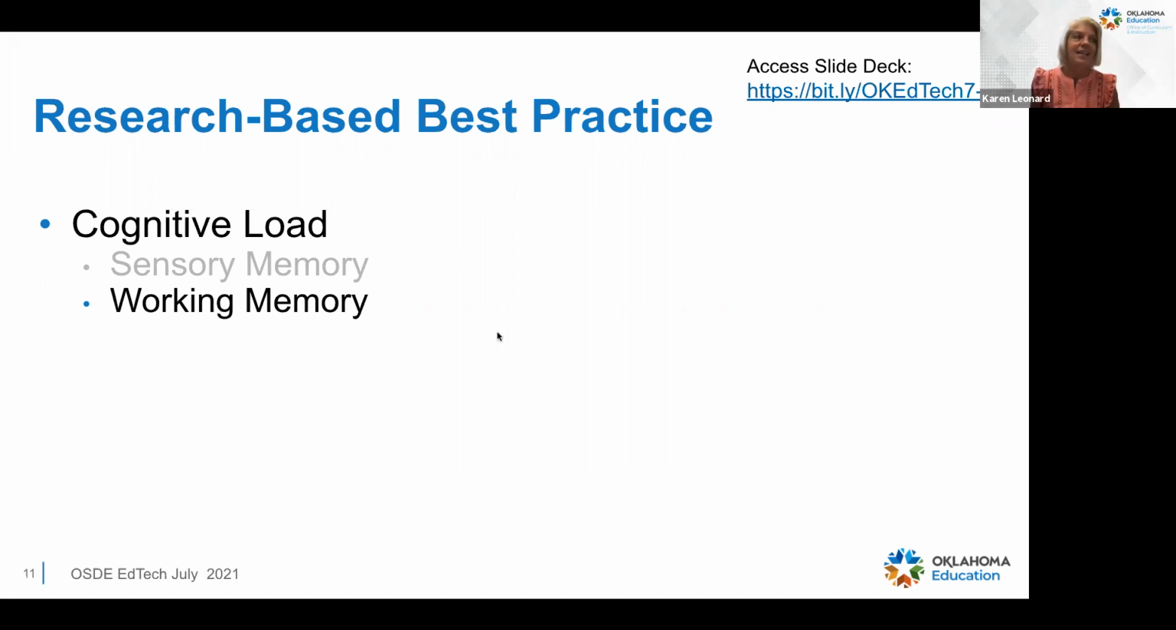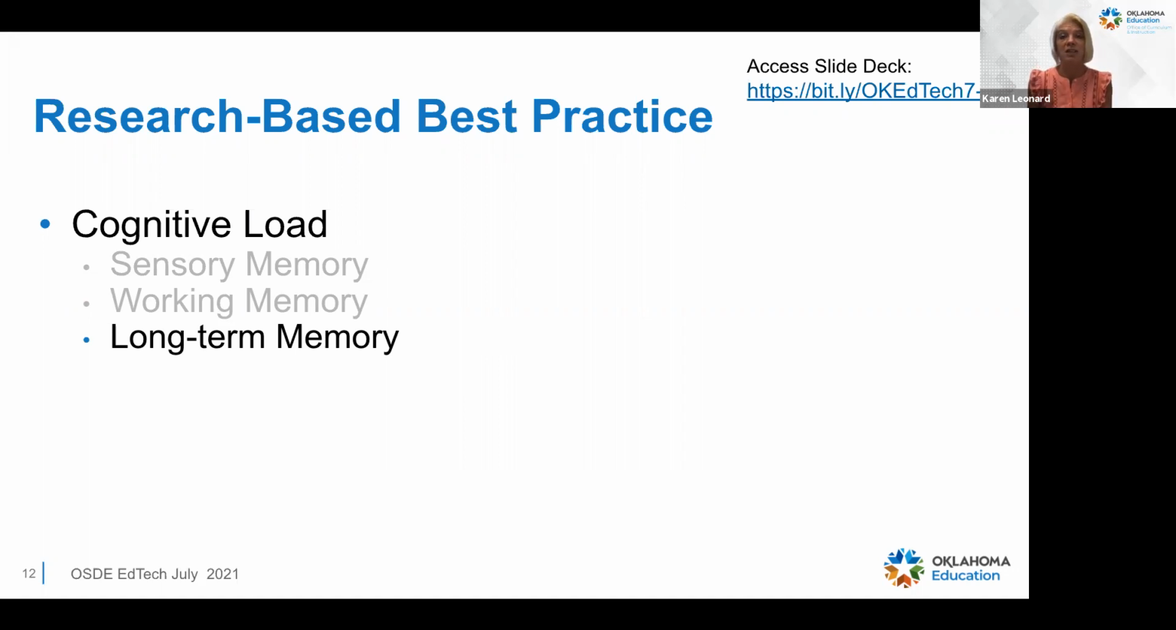And then the last part of the cognitive load to keep in mind is your long-term memory. And like I said, when you make connections with new information to previous information, it makes that information stick. So we all know that because that's what you're already doing in a regular classroom. So let's think a little bit more specifically to video.